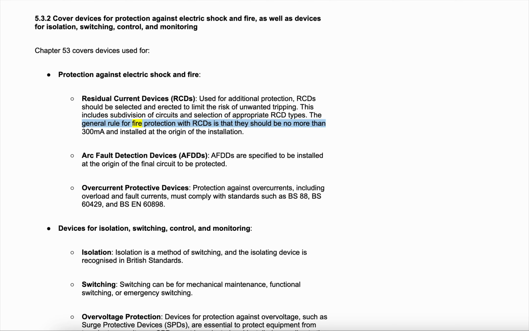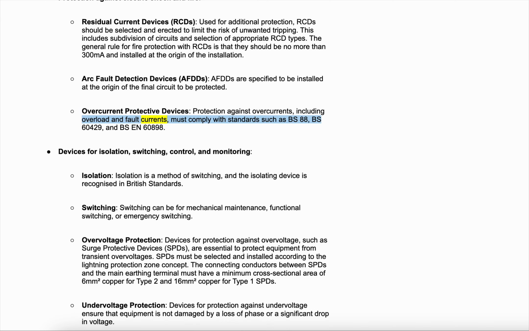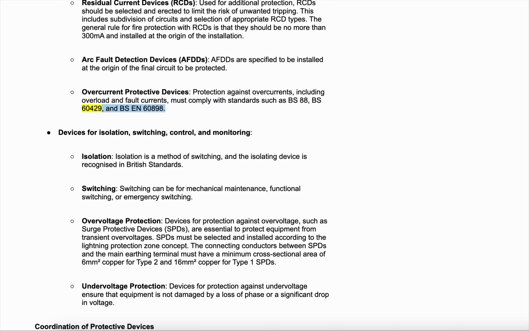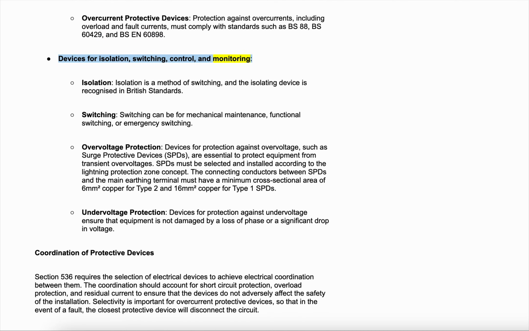The general rule for fire protection with RCDs is that they should be no more than 300 mA and installed at the origin of the installation. Arc fault detection devices. AFDDs are specified to be installed at the origin of the final circuit to be protected. Overcurrent protective devices. Protection against overcurrents, including overload and fault currents, must comply with standards such as BS 88, BS 60429, and BS EN 60898.